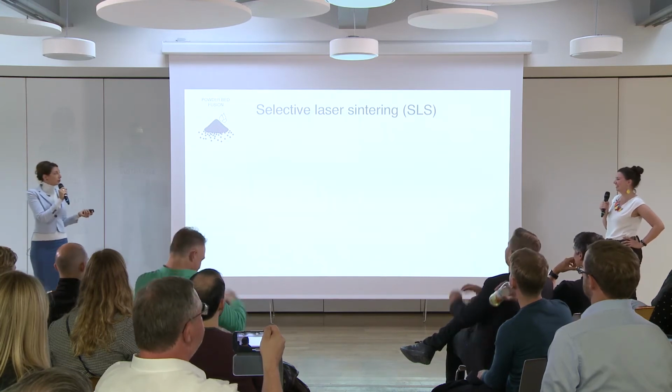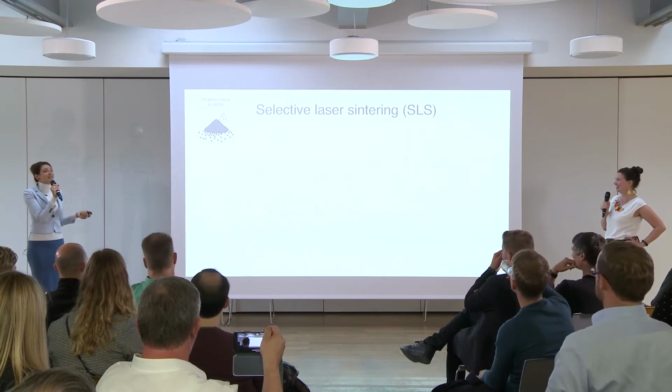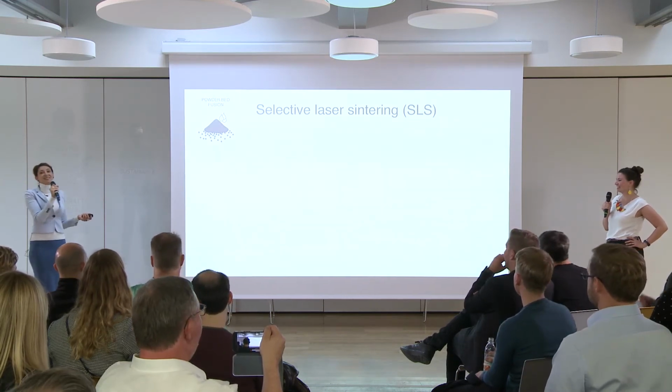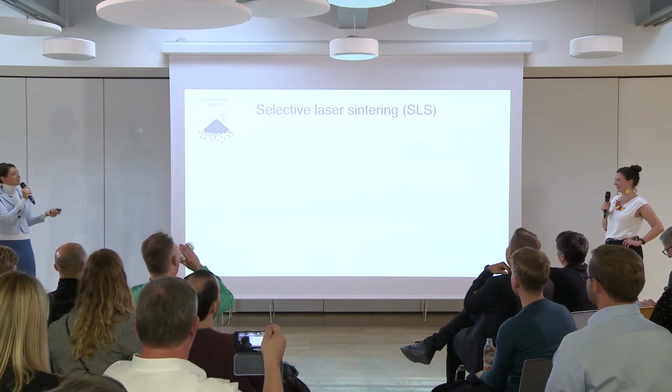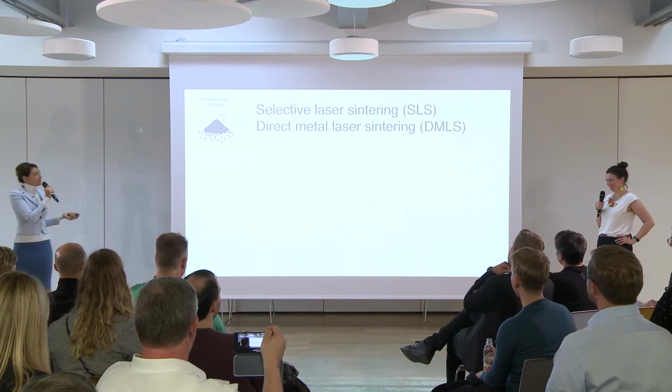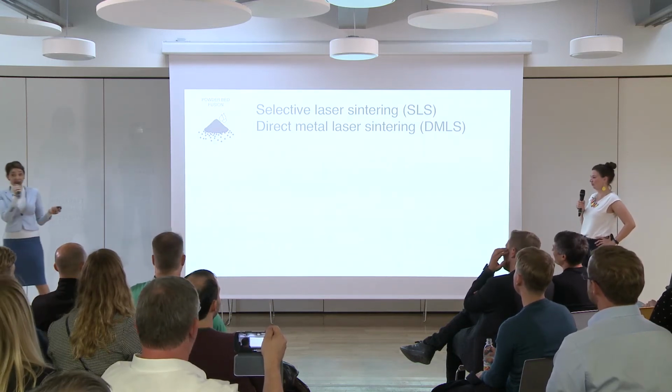If you use it with plastics, it's called selective laser... I want to say sinister, but that's not it. It's sintering. What is it? Sintering. Thank you. Sintering, all right. And if it's metal, then it's direct metal laser sintering. And there are some others, but I can't pronounce them, and we're not going to get into it tonight.